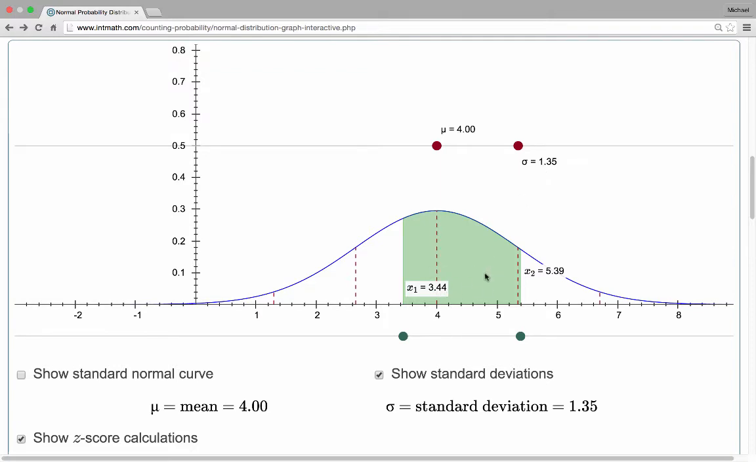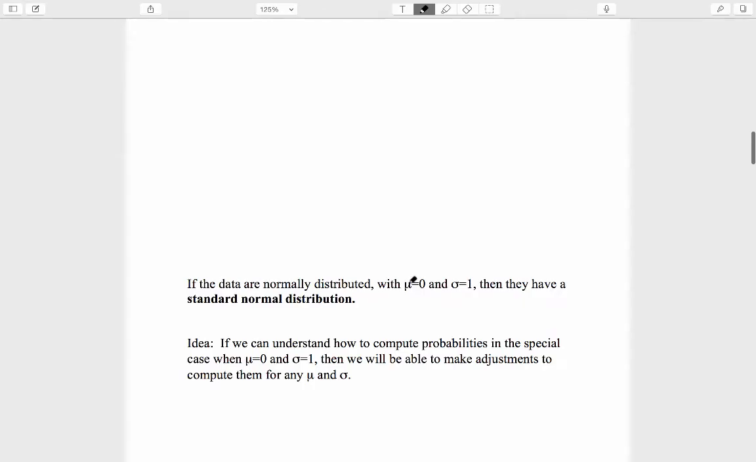We'll see that soon. To work our way up to it, let's understand the special case where mu equals 0 and sigma equals 1. So if data are normally distributed with mu equals 0 and sigma equals 1, then they have a standard normal distribution. Notice that the word data technically is plural. The idea is that if we can understand how to compute probabilities in the special case when mu equals 0 and sigma equals 1, then we will be able to make adjustments. We will learn how to make adjustments to compute probabilities for any mu and sigma.